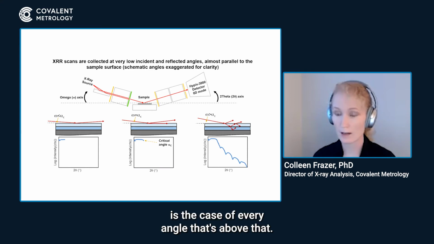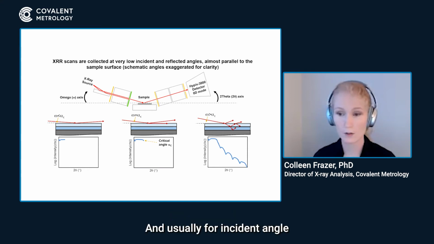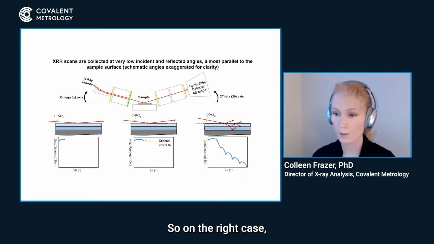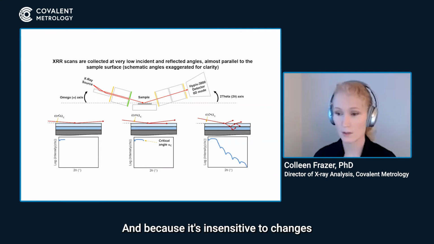On the right is the case of every angle that's above that. Usually for incident angle, we go up to as high as 5 degrees, whereas critical angles are something like half a degree. So in the right case, where we're above the critical angle, we can see that we're reflecting, refracting, and sometimes transmitting part of the beam. And because it's sensitive to changes in electron density across interfaces, the interface in one direction and the interface in the other direction have the same interactions. So it's a very complex interaction.